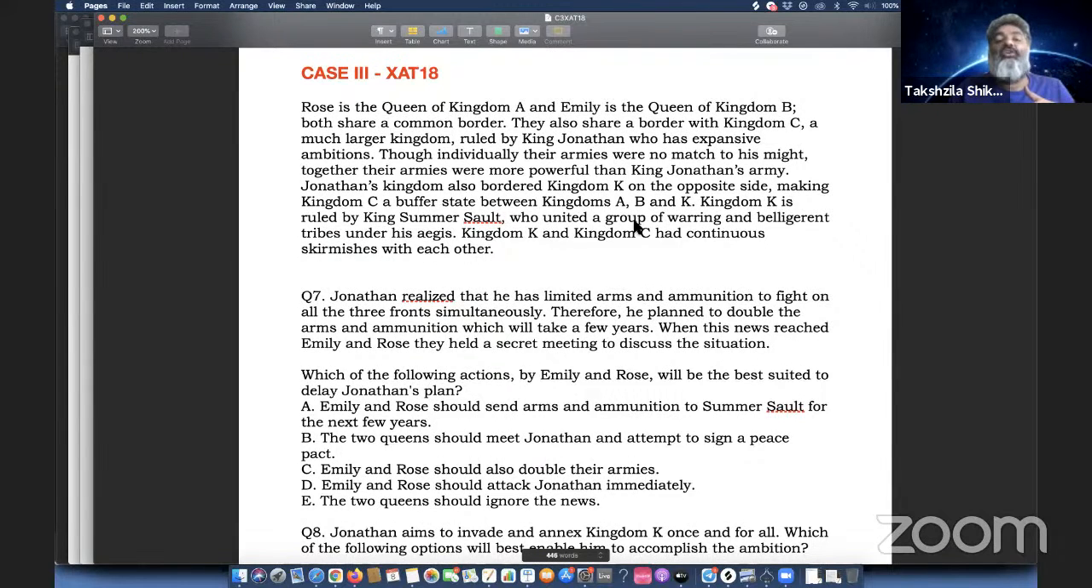Jonathan's kingdom is also bordered by Kingdom K on the opposite side, making Kingdom C a buffer between A and B. So I hope you work the story out. Kingdom K is ruled by King Somersault, who united a group of warring and belligerent tribes under his aegis. Aegis means shield. Belligerent means warlike. Kingdom K and Kingdom C had continuous skirmishes with each other. So K and C keep fighting. Four characters in the story, two queens and two kings. I hope you draw the geography in your mind.